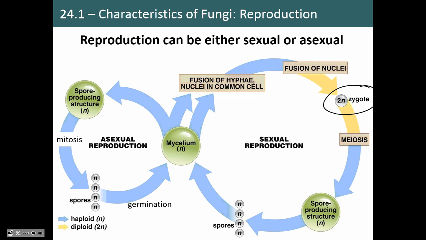And that diploid organism will then undergo meiosis in order to produce a spore-producing structure that's going to give off haploid spores. Okay. This usually happens in response to environmental changes or unpredictability in the environment, where recombining genetic information might confer an evolutionary advantage.